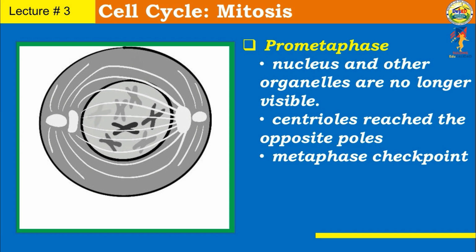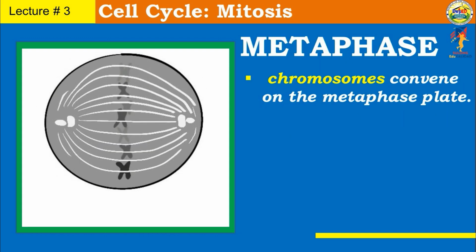So as the interconnection of spindle fibers to the chromosomes, specifically to their kinetochore, has ended, the cell enters the metaphase checkpoint. This checkpoint ensures that all the chromosomes are attached to the spindle fibers by their kinetochore. If the said requirements were met, the chromosomes will be forced to move toward the center of the cell. Okay, we're done with the prophase.